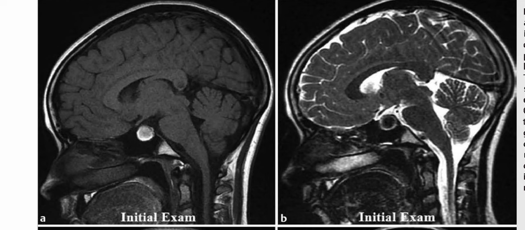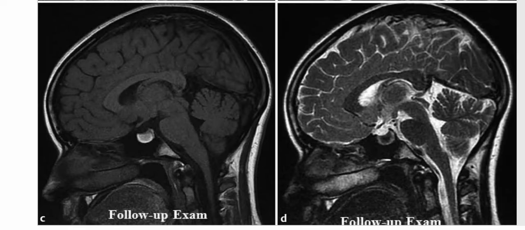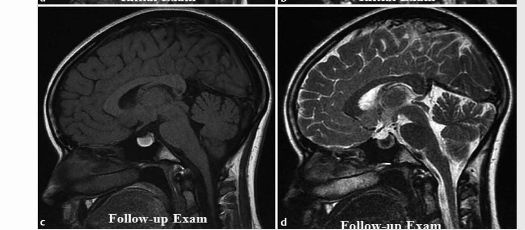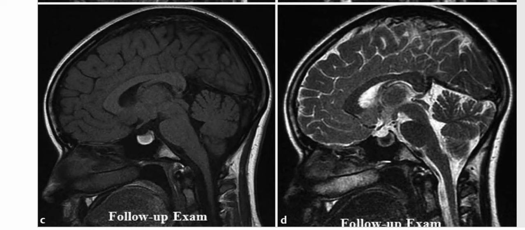So this is a young adult woman who presented with acute onset of headache, nausea and visual disturbance. On the sagittal T1 and T2 weighted MRI, we can see that on initial presentation, there is an enlarged pituitary gland with homogeneously increased T1 signal and decreased T2 signal intensity, which is consistent with blood products. However, on follow-up examination, the pituitary gland has significantly decreased in size with residual increased T1 and decreased T2 signal intensity, which is consistent with resolving hemorrhage.